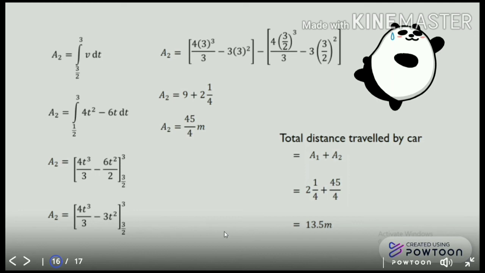So the next step is we need to simplify the equation. So it would be 4t cubed over 3 minus 3t squared with the upper limit of 3 and the lower limit of 3/2. So the next step is we need to substitute the upper limit minus the substitution of the lower limit. So it would be 9 plus 2 1/4. So A2 will be 45/4 meter. So lastly, the total distance travelled by the car will be A1 plus A2. So it will be 2 1/4 plus 45/4. It will be 13.5 meter.